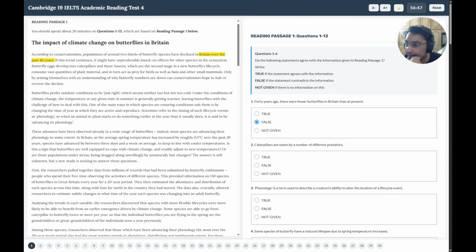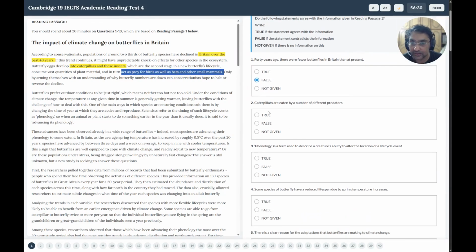Caterpillars are eaten by a number of different predators. Let's have a look at where they talk about caterpillars. Butterflies develop into caterpillars, and these insects act as prey for birds as well as bats and other small mammals. Who are the predators? Mammals, bats, and birds. Who gets eaten? The caterpillars. So predators are what attack, prey is what gets consumed.